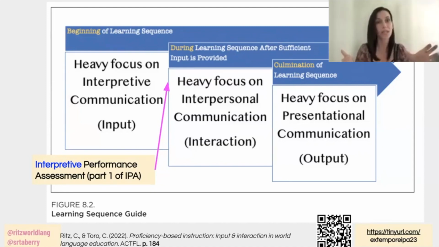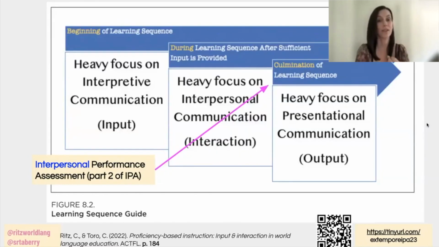So I spend 2 weeks on the first chunk, really heavy emphasis on interpretive, and then I decide to give the interpretive assessment. I pick an authentic resource and I develop the comprehension questions and I administer it. So part 1, and that's maybe like a quiz grade or however you feel is appropriate.